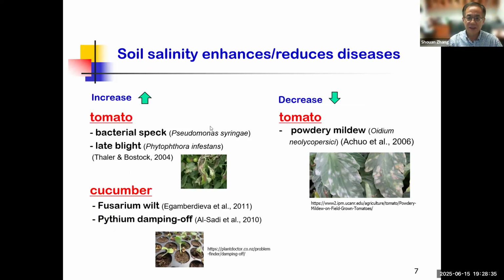Soil salinity can either increase or reduce crop disease. It varies with the crop and disease studied. For example, soil salinity was reported to increase bacterial spot and late blight on tomato, fusarium wilt, and pythium damping off on cucumber. However, soil salinity was also reported to reduce powdery mildew on tomatoes.